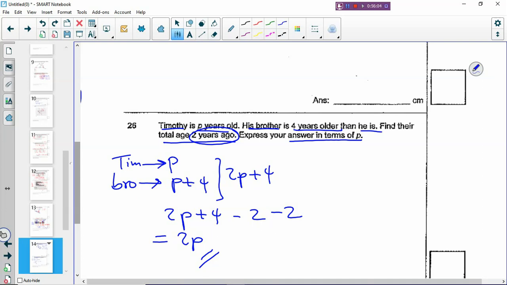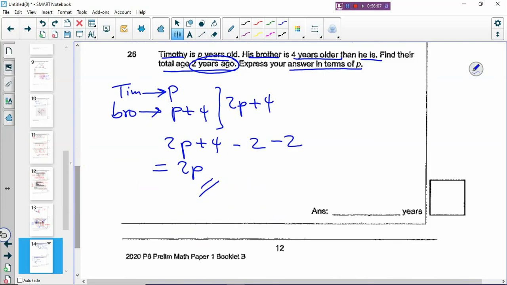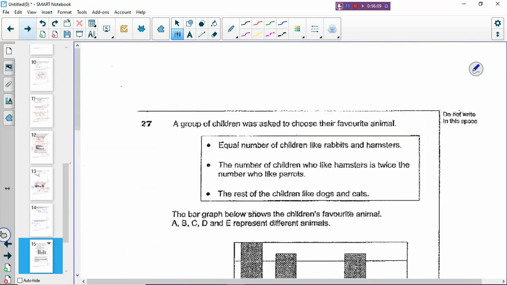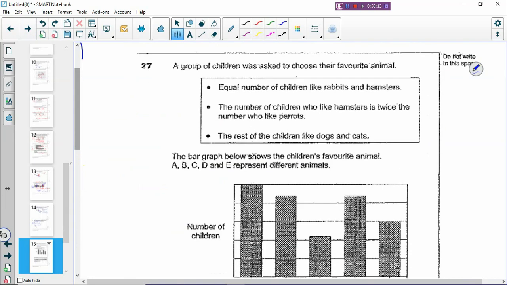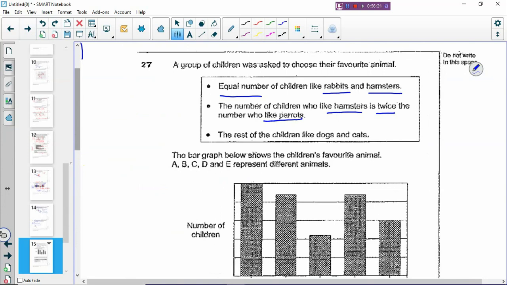Okay, let's go to question 27. We're coming to the end of Paper 1 soon. Now, question 27: a group of children was asked to choose their favorite animal. Equal number of children like rabbits and hamsters. That's why I can see there are 2 rectangles, they are the same height. And the children who like hamsters is twice the children who like parrots. So which means the hamster is two times and the parrot is 1 time. And the rest of the children like dogs and cats.